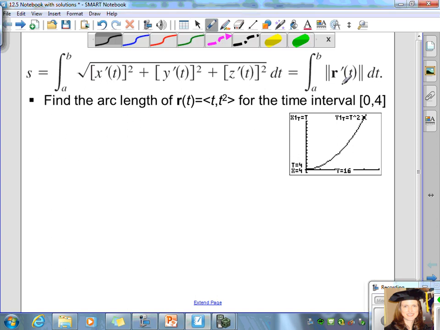You can evaluate this definite integral formula. Notice that it has a z prime of t. This is for space curves. Even though this is a curve in the plane, we can still use this formula. We can also use this formula, which is equivalent to the magnitude of r prime of t in the definite integral from a to b. So let's go ahead and find r prime of t.